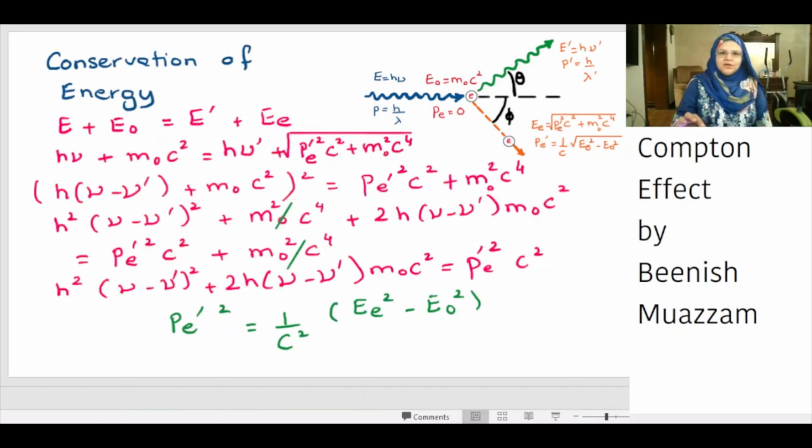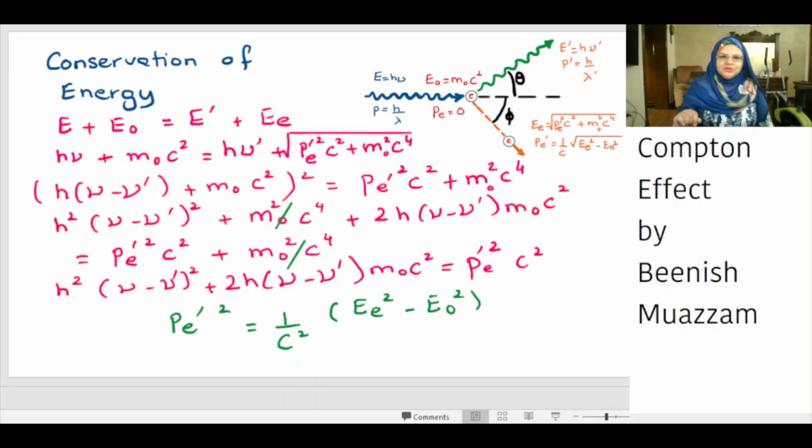Using the principle of conservation of energy is much simpler since energy is a scalar quantity and we do not have to take direction into consideration. The equation that we get is E plus E₀ is equal to E prime plus Ee. E is the energy of the photon before collision. E₀ is the energy of the electron before collision. E prime is the energy of the photon after collision. Ee is the energy of the electron after collision.